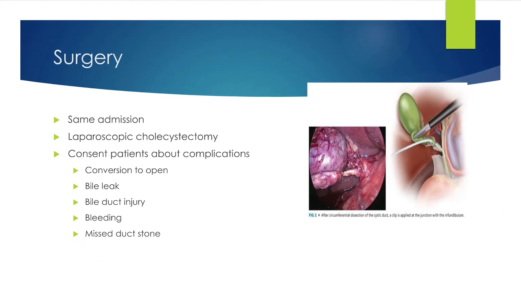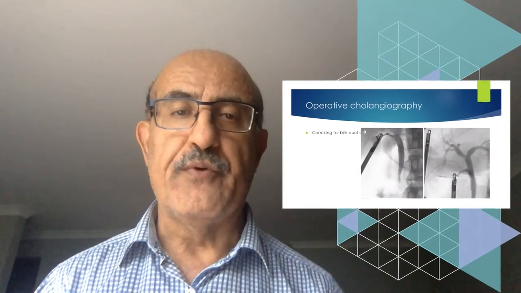Patient could bleed. Any operation, you should inform the patient that bleeding is a possibility. The risk, though, is very small. Another thing that can happen is that we could miss a stone in the duct. Although we do an operative cholangiogram, we could miss a stone in the bile duct that could lead to complications further down the track.